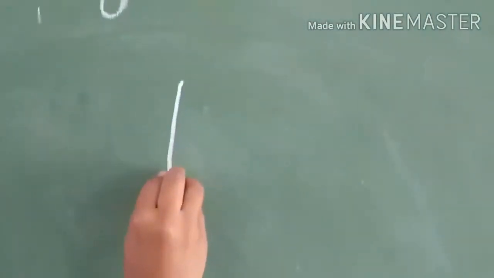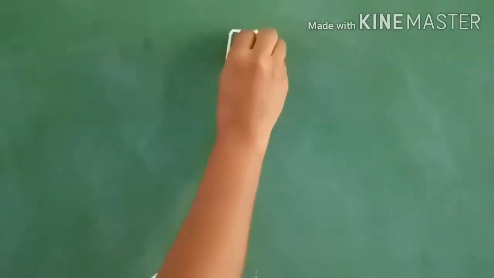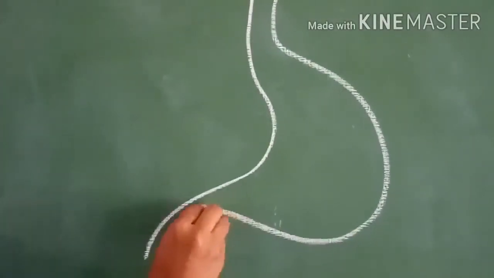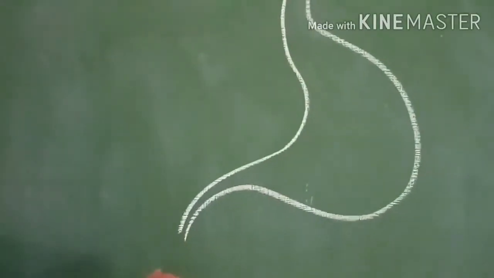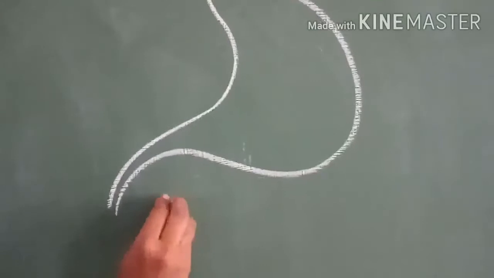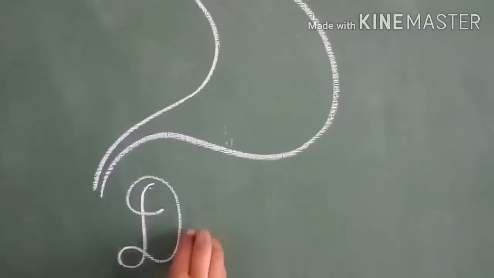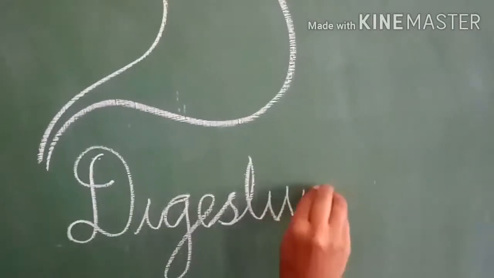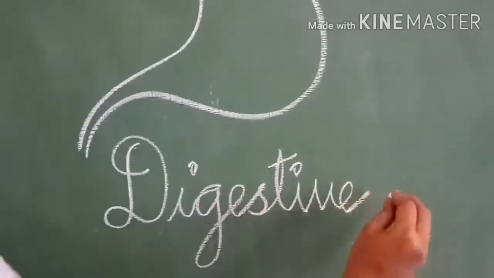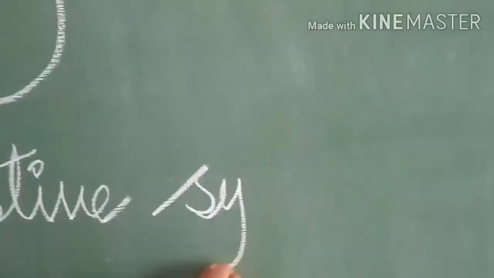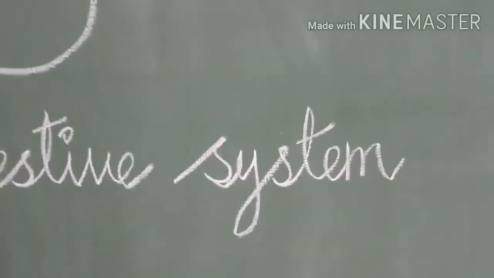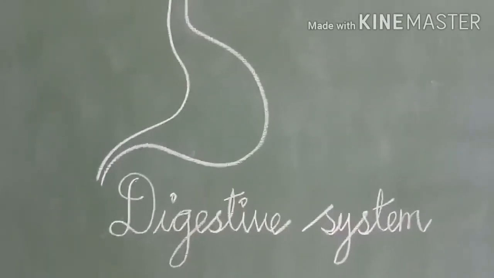So we can draw the next image. So make a curve line, children. You know. So draw a stomach. What picture is this? Stomach. So stomach means what system is this? Digestive system. Digestive system.